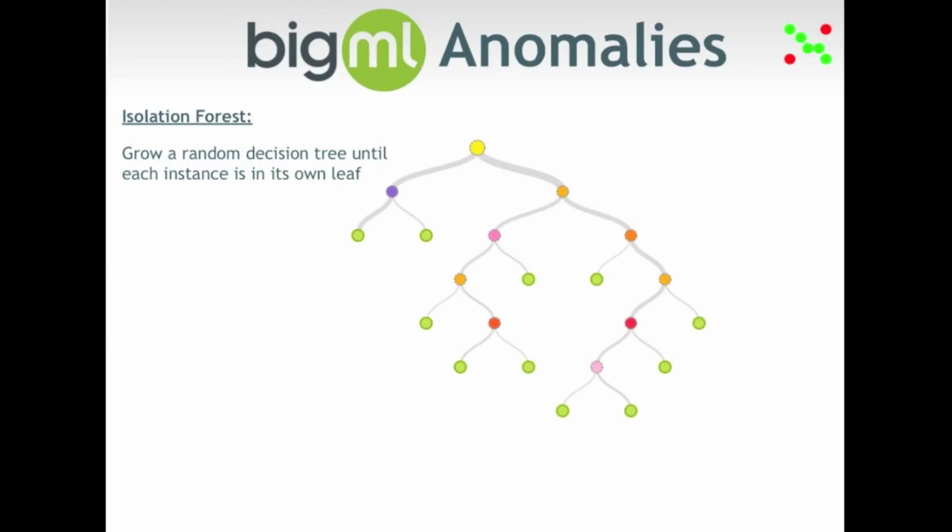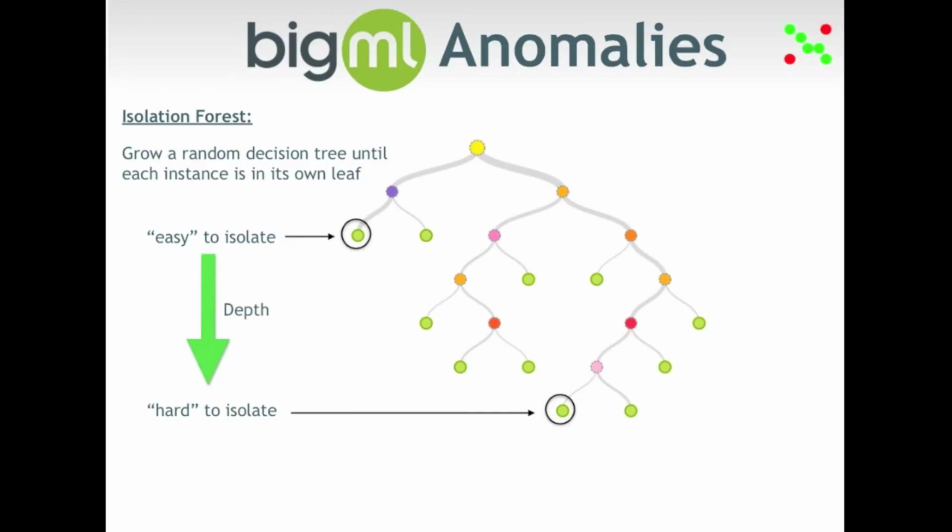Now, consider an instance at the bottom of the tree. These are instances for which the tree required a lot of splits to isolate them. Essentially, these are the points that are hard to tell apart. Conversely, the points near the top of the tree require very few splits, meaning it was comparatively easy to separate them. From this, we can introduce a metric that measures the depth of each instance in the tree.